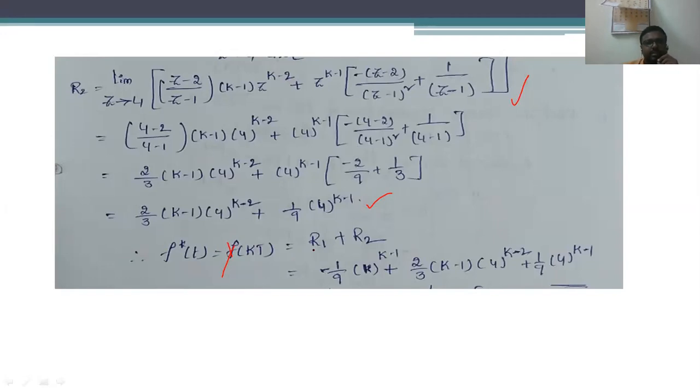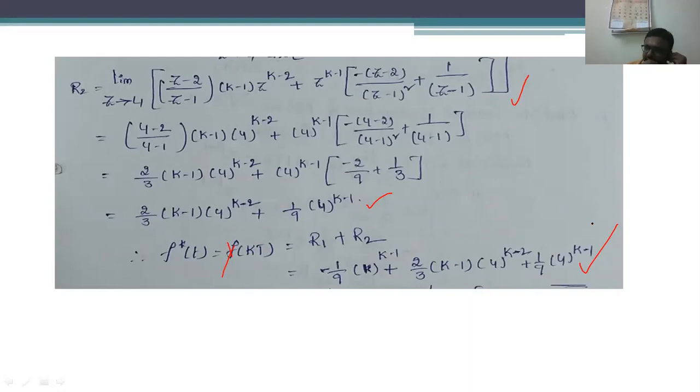That is nothing but minus 1 by 9 into k power k minus 1 plus 2 by 3 into k minus 1 into 4 power k minus 2 plus 1 by 9 into 4 power k minus 1. This is the total inverse Z transform for the given function, for the given X of z. So in this way, we are going to calculate the inverse Z transform for the function.